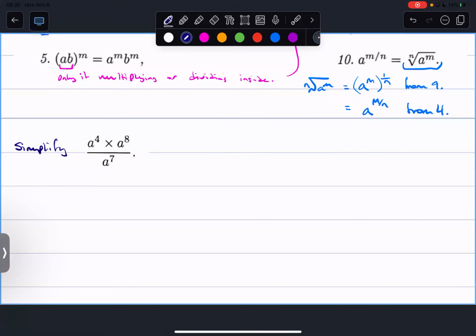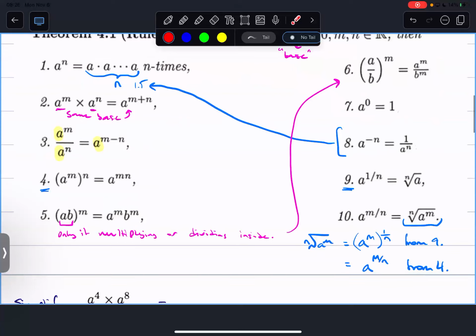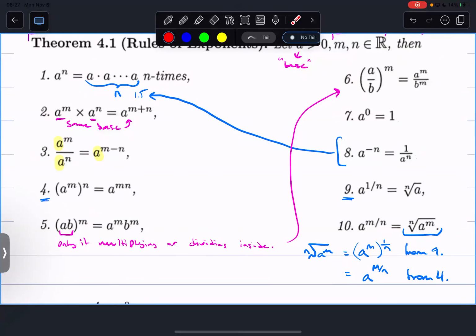I like to bring everything upstairs, right? So that they're all being multiplied together. So my first step is to bring a to the power of 7 into the numerator. Now, what's another thing that you could do if you prefer? You could zip these up. A to the power of 4 times a to the power of 8 is a to the power of 4 plus 8, right? So you could zip those up first and then bring the a to the power of 7 upstairs. Either way.